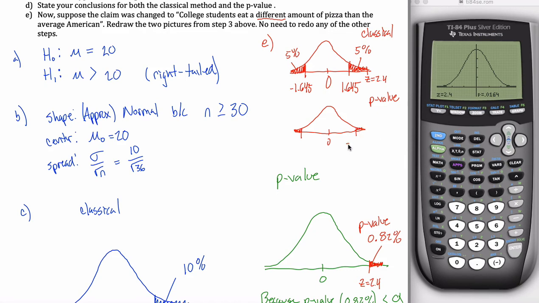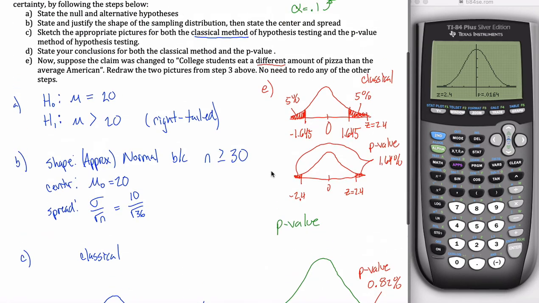They shaded to the right of 2.4. That was my test statistic, so I'll depict that with the z. And to the left of negative 2.4, that wasn't the test statistic, so I won't put the z over here. And then this total shaded region is what's called my p-value, and in this case it's 1.64%. So this would be my classical picture, this would be my p-value picture. Note that I'd come to the same conclusions, essentially.